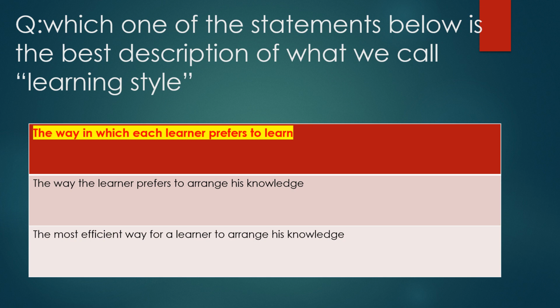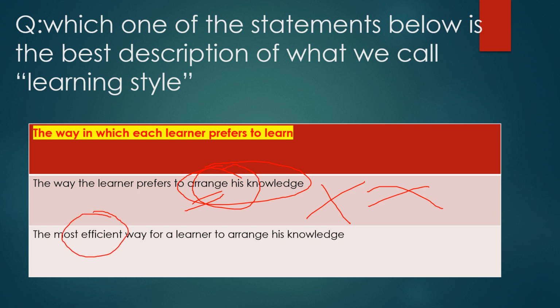Okay, all these options are really very close, but learning style doesn't have anything to do with arranging his knowledge, with sequencing his knowledge. So look at the important words to remove the distractors from your answers. You can remove it because learning style has nothing to do with sequencing or arranging your knowledge. Look at this option, the most efficient way for a learner. For a learning style, he doesn't need to single out the efficient way and arrange his knowledge. These two words clearly tell you that this is a wrong option.